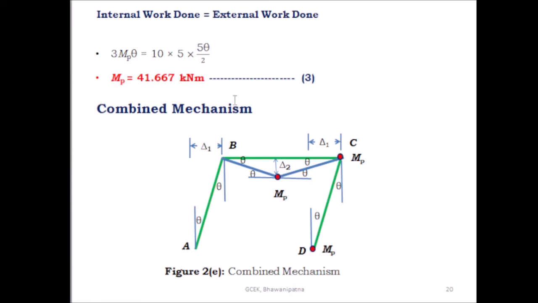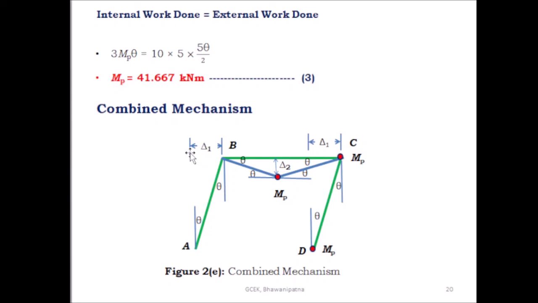Then coming to the combined mechanism. In the combined mechanism, you have to take the beam mechanism and the sway mechanism. Here, due to the hinge support, there is no plastic hinge, and at B there is no plastic hinge. Only the hinge is found at C, D, and at the midpoint of the span BC.